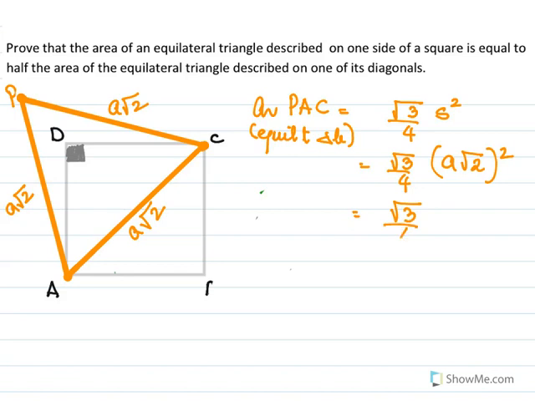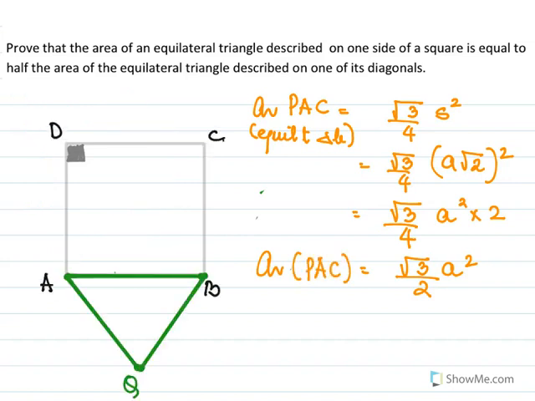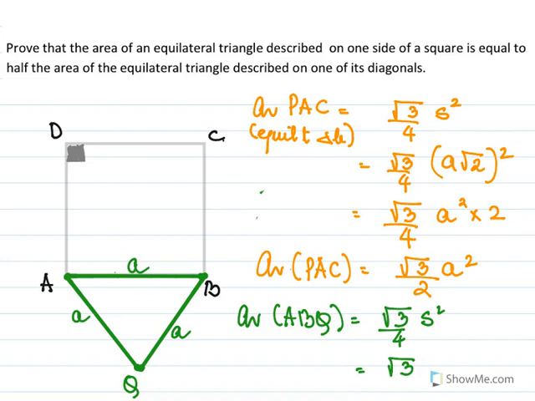So that will be root 3 by 4 A square into 2. And when you cancel this out, you will get root 3 over 2 A square. So this is area of PAC. Now we'll find the area of the triangle on the side. So this was A, this was A, and this was A. It was an equilateral triangle, so all sides equal. So area of ABQ will be root 3 by 4 side square. Now the side is A, so it will be root 3 by 4 A square.